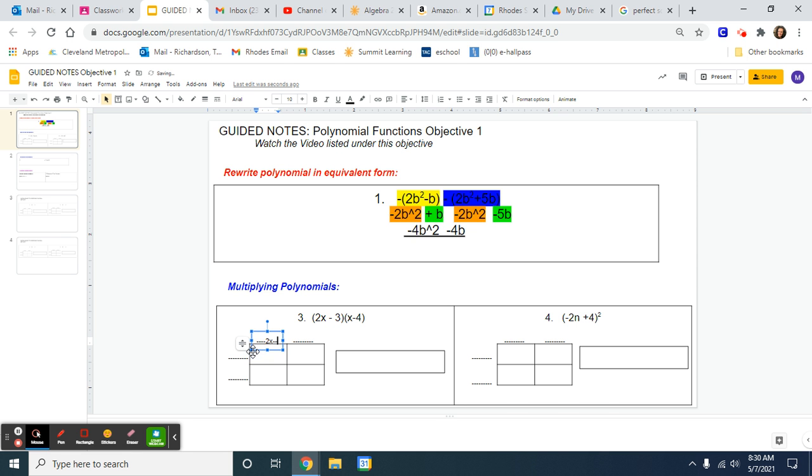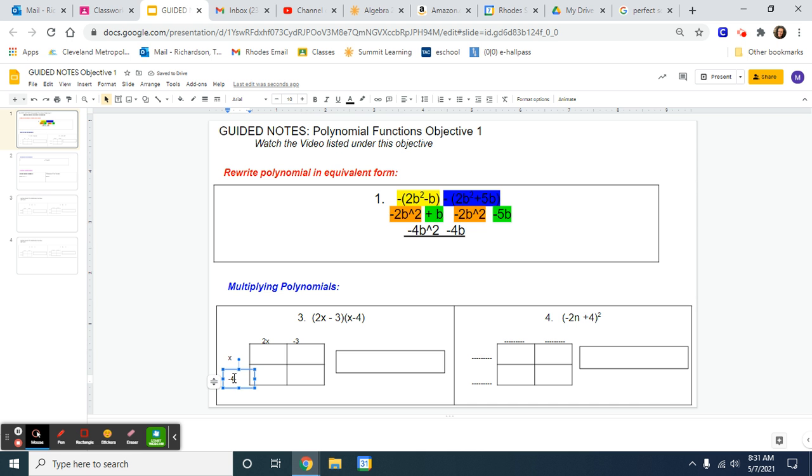And you can erase those lines if you want. And then I'm going to put my second term, which is a minus 3. Don't lose that negative sign. It's a minus 3. That's going to be at the top here. And then on the side, I'm going to put my second parenthesis, which is x minus 4. So the first term is x. The second term is a minus 4. Again, don't lose that negative.